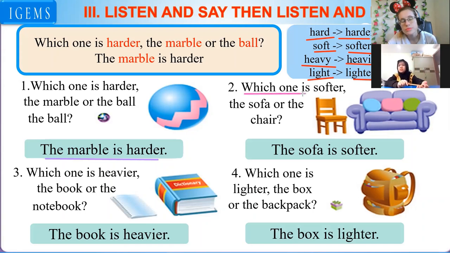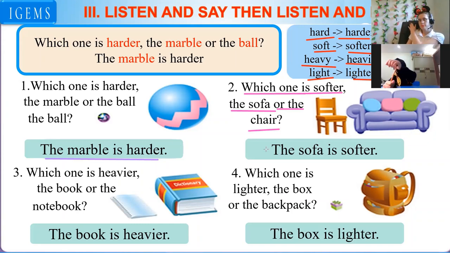Okay, let's read. Which one is softer? The sofa or the chair? Good. Which one is softer? The sofa is softer. Good job. Read with our teacher now.